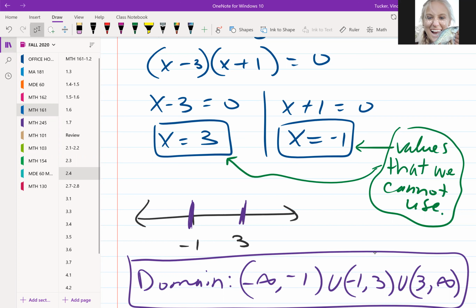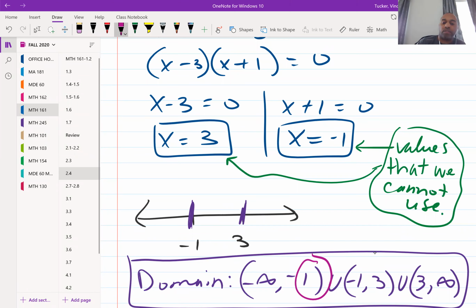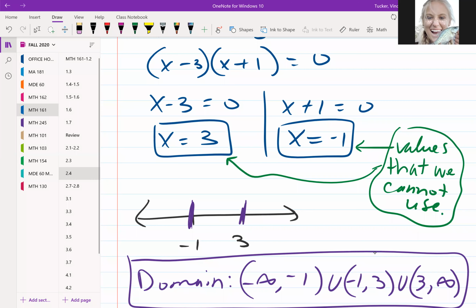Okay, I got a question. So you say you can't use them, but how come you use them in the answers? Well, technically we aren't because of this parentheses right here. What the parentheses says is that you can get as close to negative 1 as you want, but you cannot use it. So it's allowing us to get, decimal-wise, as close to negative 1 as I want, as close to 3 as I want. So I can use 3.1, I can use 3.01, I can use 3.000001, but I cannot use 3. So that's what that parentheses does for us.